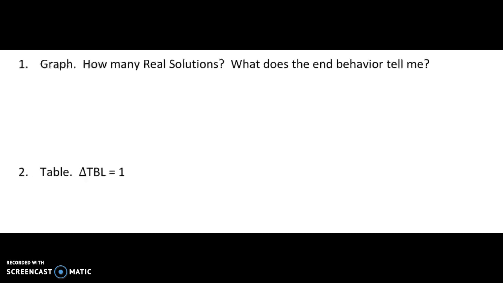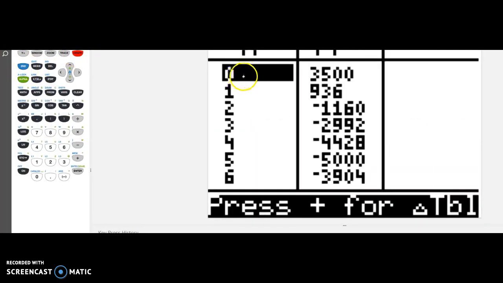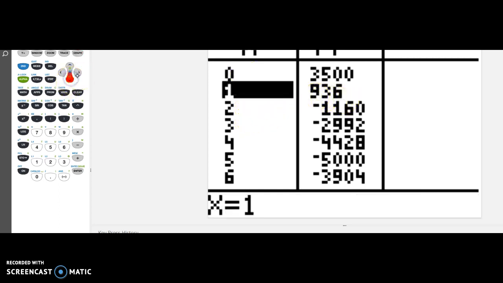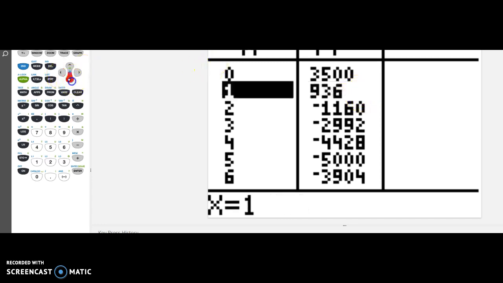And what that does for us is it gives us all of the x values that are integers and their corresponding y values. One thing that I notice is that between the x value of 1 and the x value of 2, the y values go from positive to negative. So there's something in there, although it's not an integer.